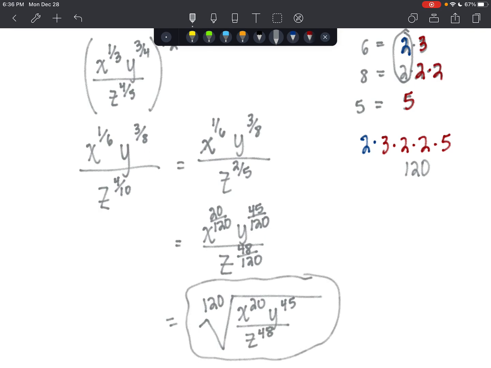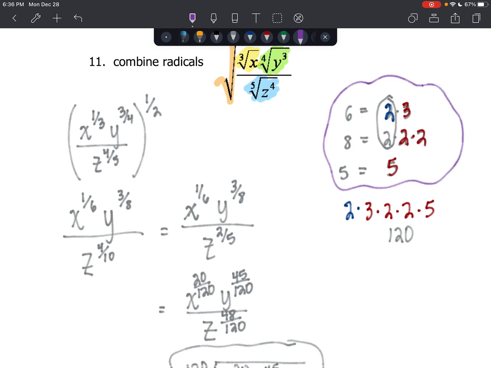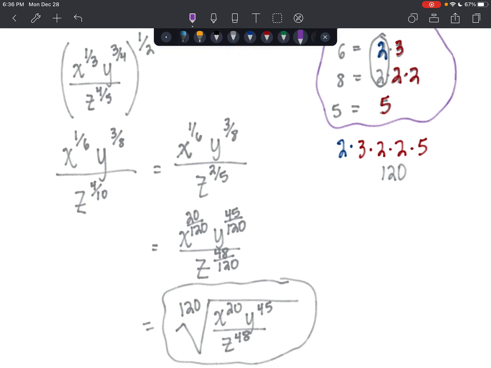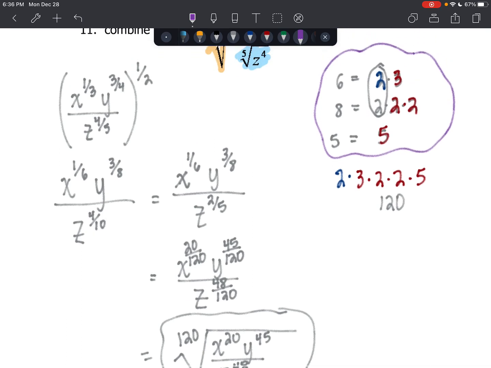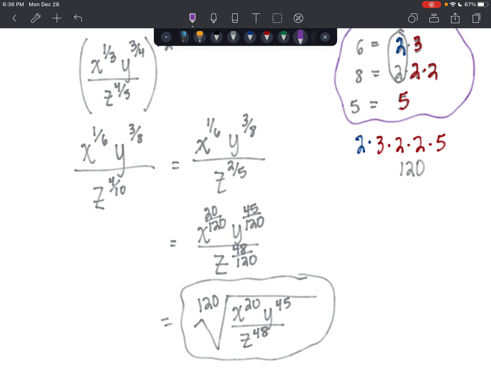Now, I really just wanted to show you this part right here. I really wanted to show you how to find the least common multiple, lowest common denominator using this, because many times people will just say 5 times 8 times 6, and then you're going to end up with a 240. 240 is not the lowest common denominator. 120 is.